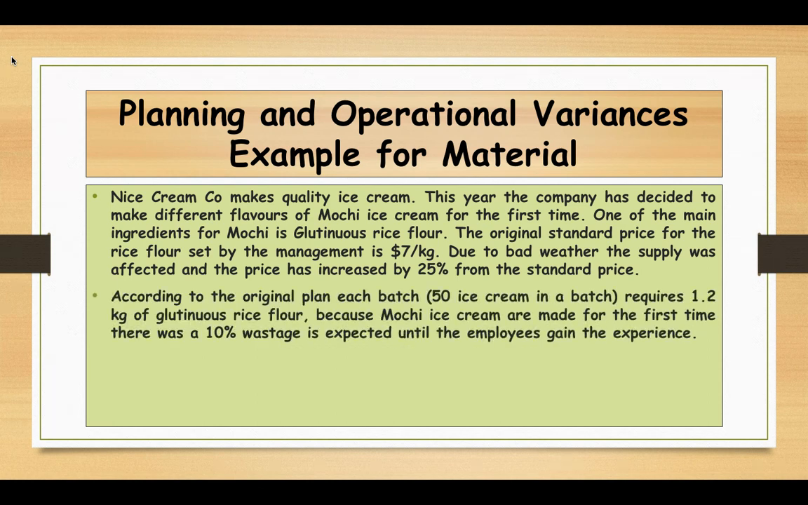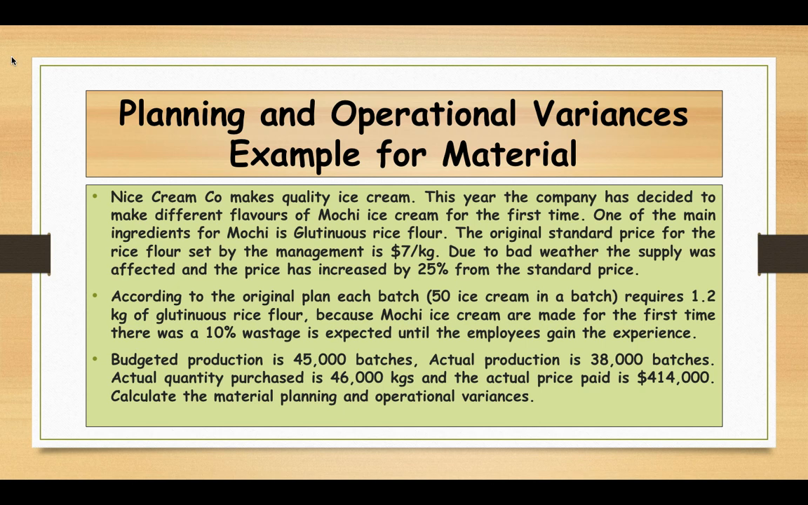Okay, now the second one says, according to the original plan, each batch, which is 50 ice creams in a batch, requires 1.2 kilograms of glutinous rice flour. Because mochi ice cream are made for the first time, a 10% wastage is expected until the employees gain the experience. So we need to give allowance for the wastage.